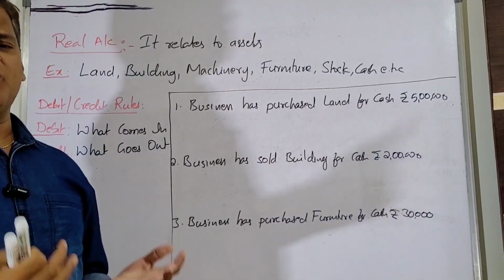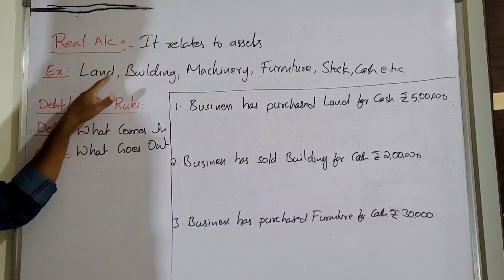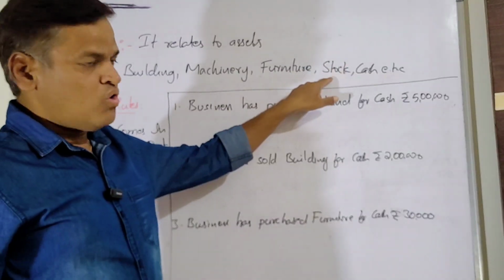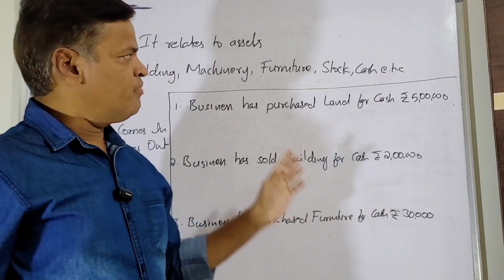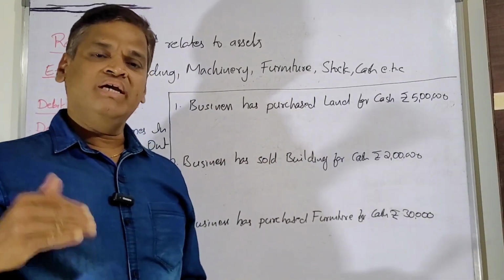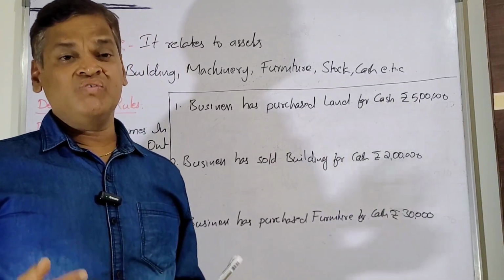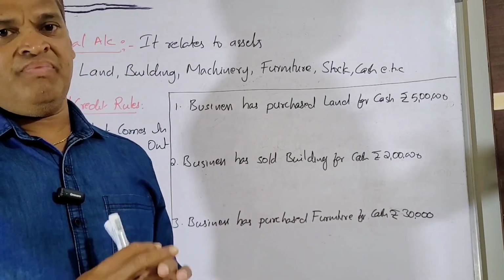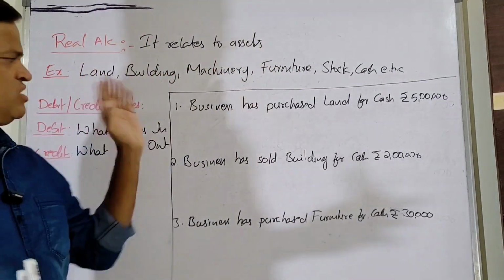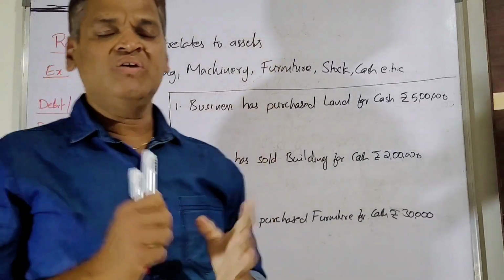What are the assets and properties of the business? Let's see examples: land, business building, business machinery, business furniture, business stock, cash, etc., right? Again, these assets can be classified into two: tangible assets and intangible assets. What do you mean by tangible assets? Tangible assets are assets which can be touched and felt. So all these are tangible assets. Like we can touch land, building, machinery, furniture, stock, and cash. We can touch and feel.